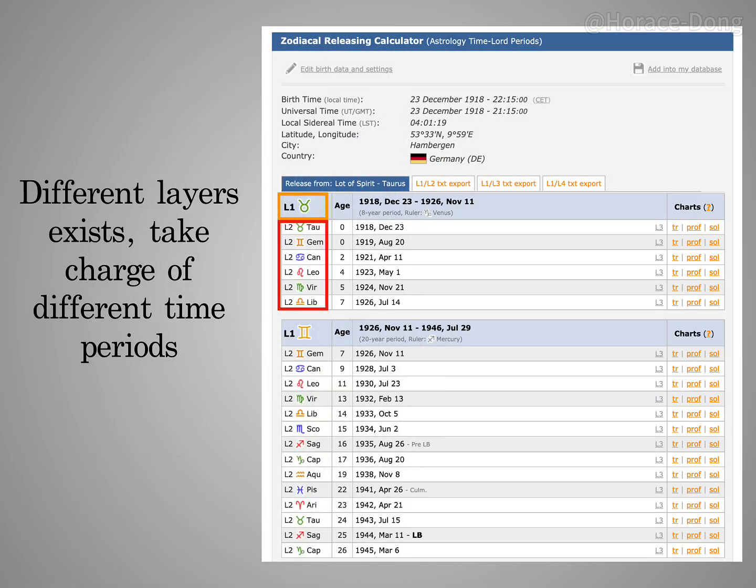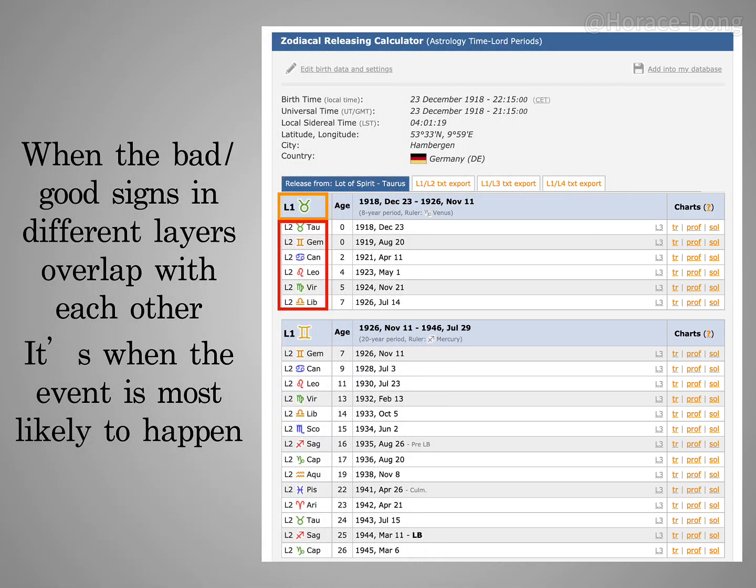For those of you who don't actually know how the Time Lord works, different layers exist in the Zodiacal Releasing technique, which take charge of different time periods. And the core of interpreting zodiacal releasing is that when the bad or good signs in different layers overlap with each other, this is the time when the event is most likely going to happen.